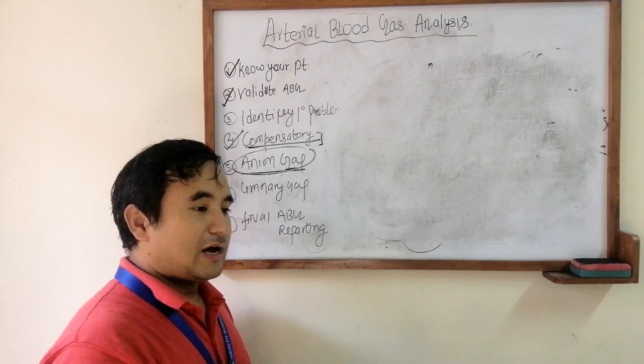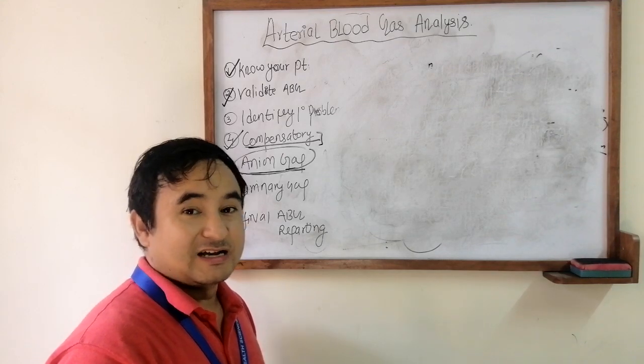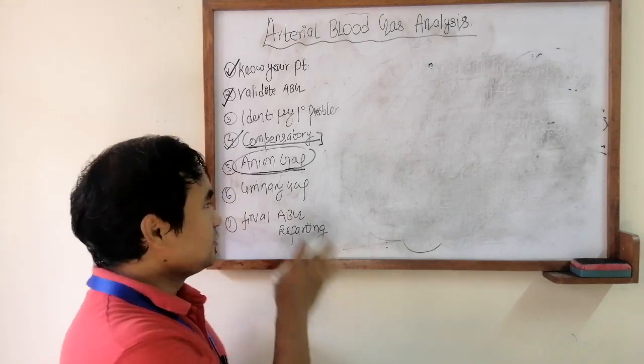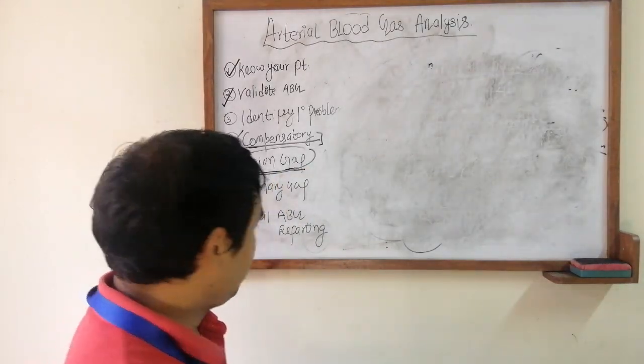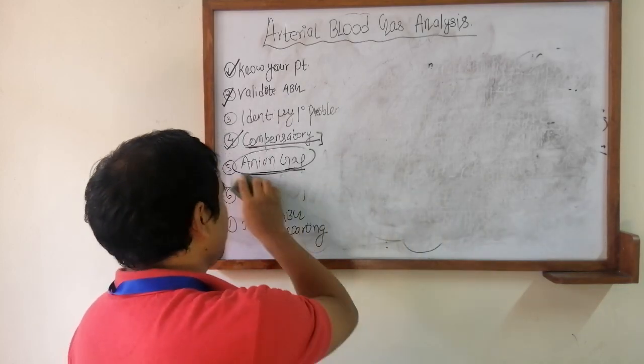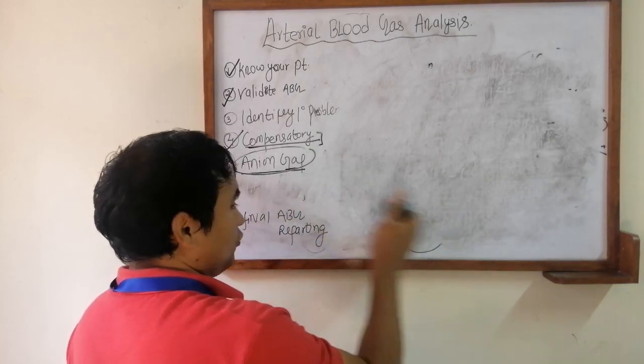For the MBBS student, I won't talk about the delta gap or gap ratio. It will be too complicated for you people. Thus, you calculate the anion gap, and I also don't want to talk about the urinary gap for you people. Okay, just know up to here.